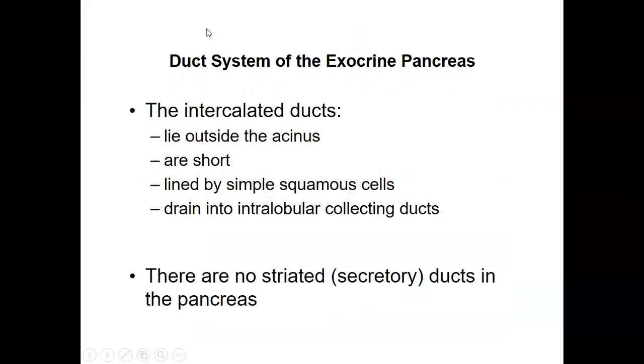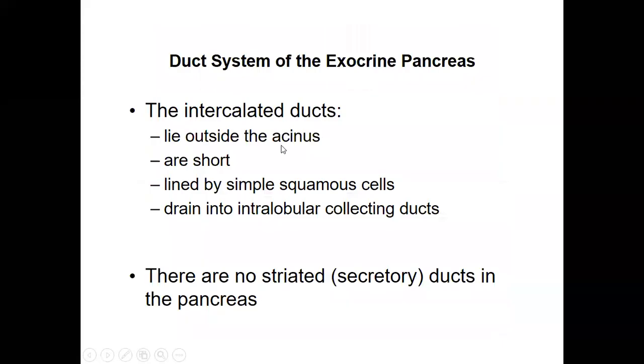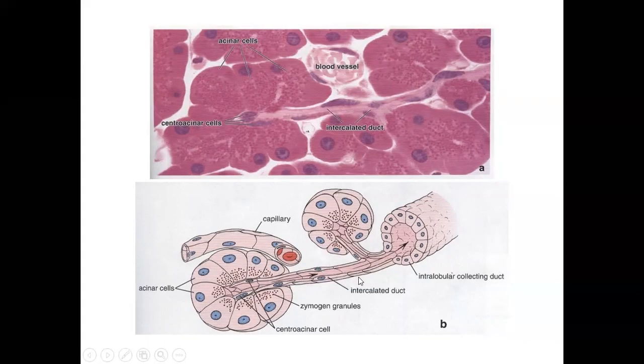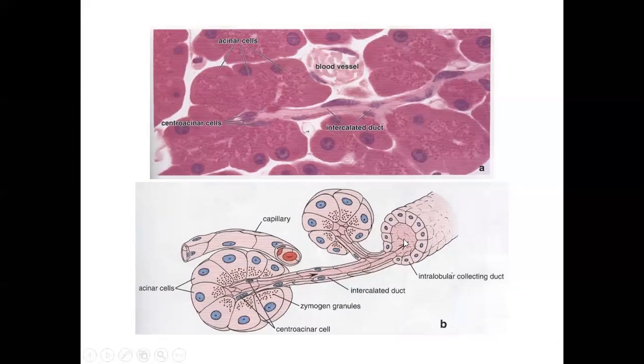The intercalated duct lies outside the acinus. That is the special thing about the intercalated duct. It is short, lined by simple squamous epithelium. It drains into the intralobular collecting duct. This is the intralobular collecting duct.